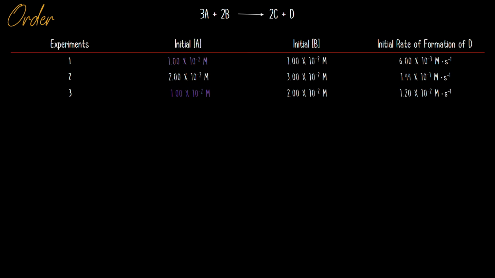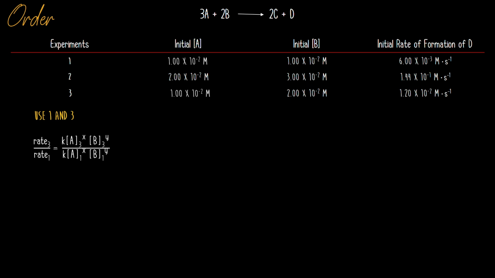As we can see, experiments 1 and 3 have the same concentrations for A. We divide experiment 3 by experiment 1, so it looks like this. Rate 3 all over rate 1 is equal to k[A3]^x[B3]^y all over k[A1]^x[B1]^y.